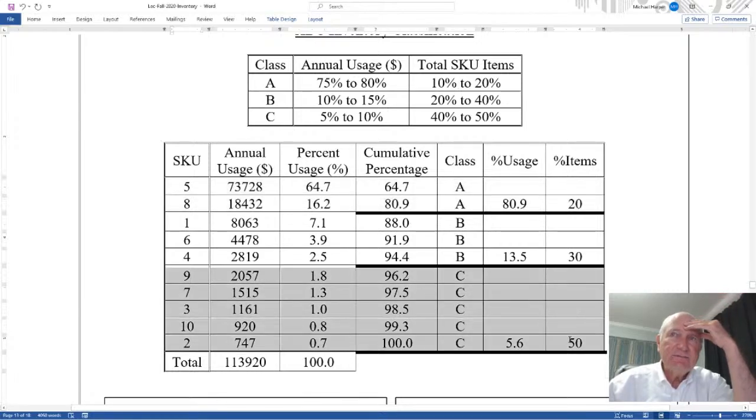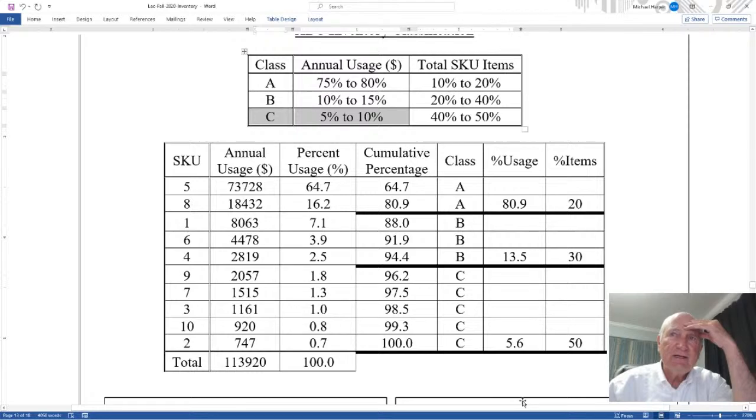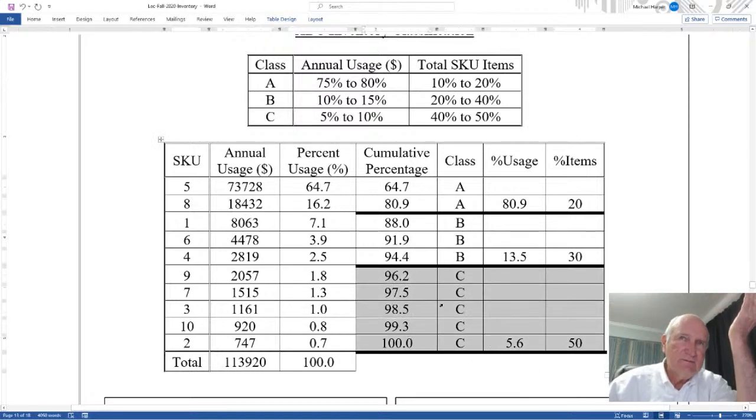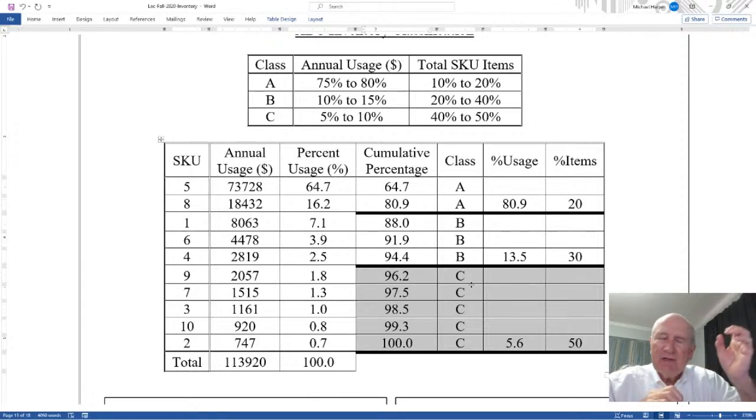Now, the last 5 to 10%, say 5%, is 50% of my items. Those are my Class C items. Sometimes they're called staple items. And those are the M&S, materials and supplies, things like paper clips and pencils and erasers. Usually these are very low ticket items. They have a very low dollar value to the inventory.